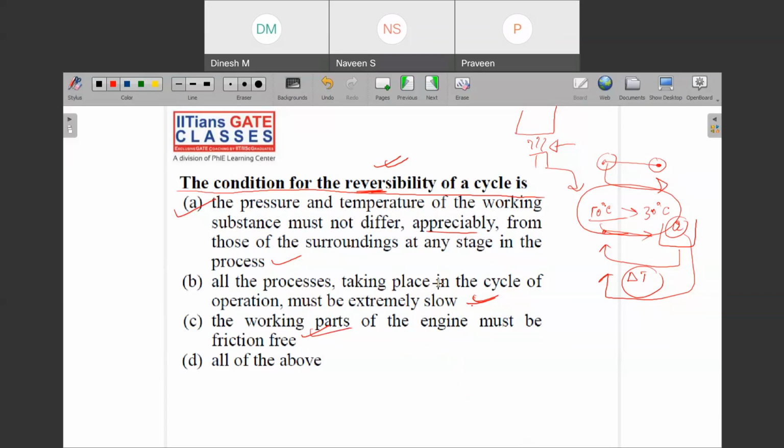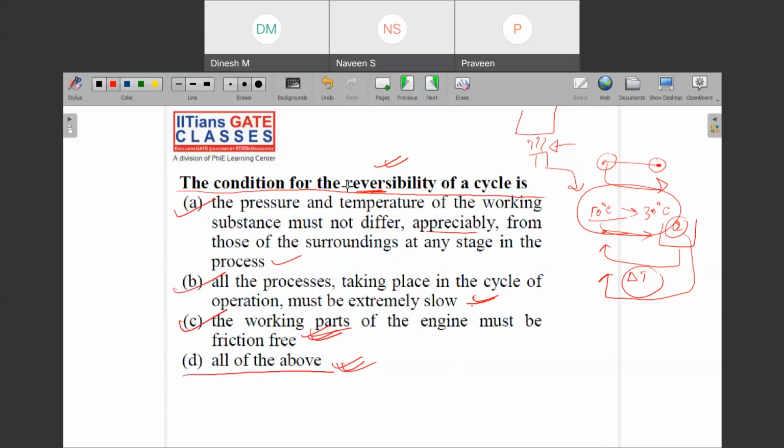So in that case also, this will lead to irreversibility. So the working parts of the engine must be friction free. In that case I can see that A, B, C all are true, and the fourth one is given as all of the above. So this one is the correct option.